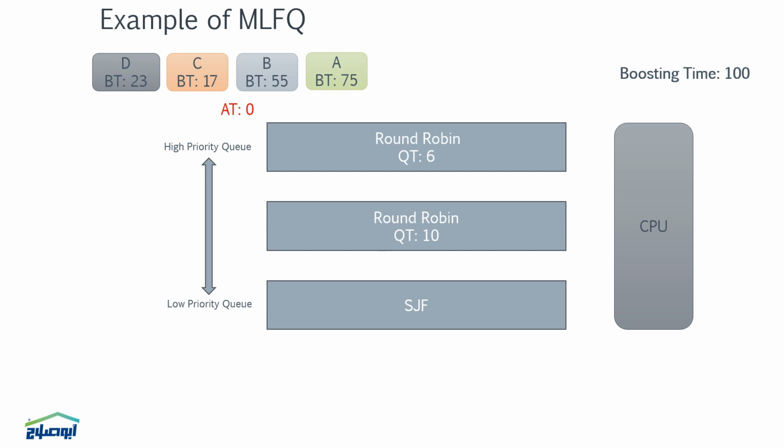A boosting time of 100 units of time is defined. When the boosting time is reached, all processes in lower priority queues are upgraded to the highest priority queue.